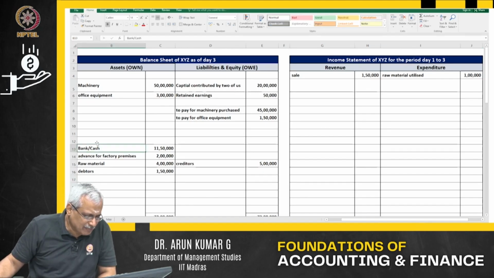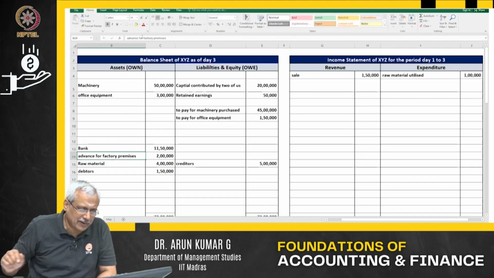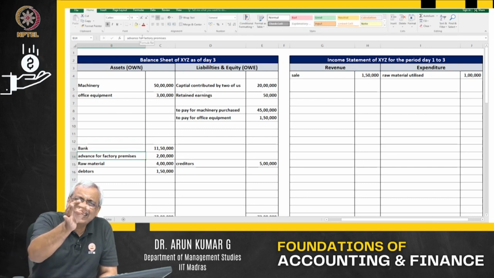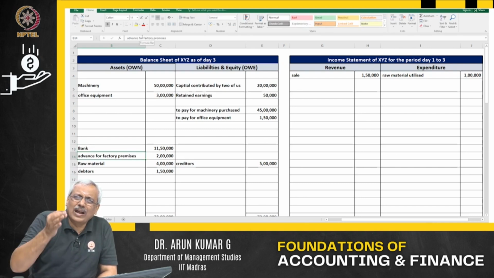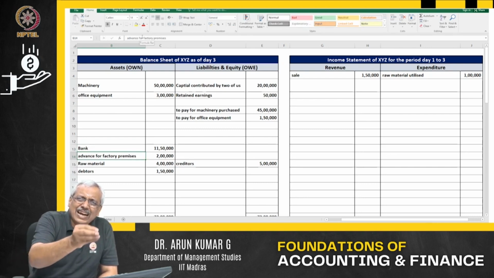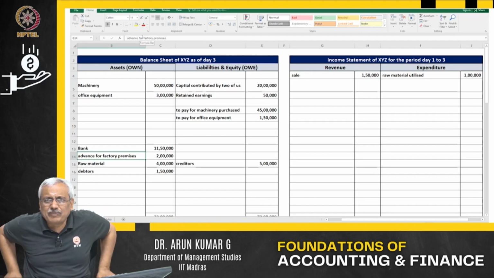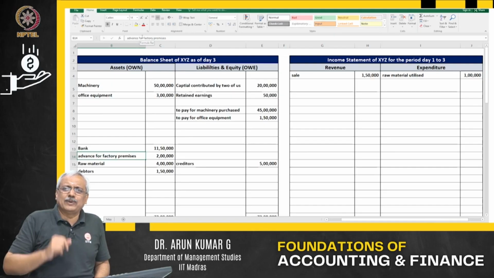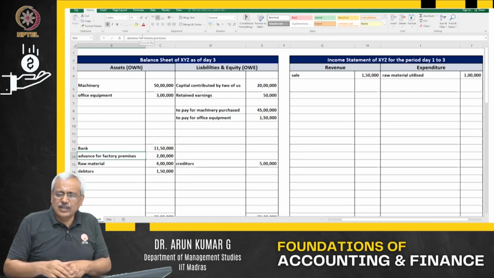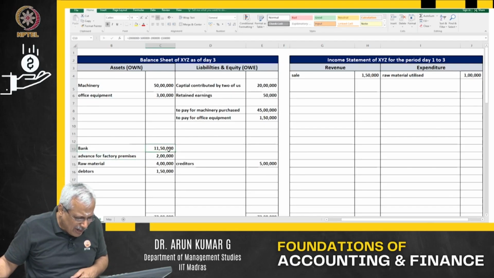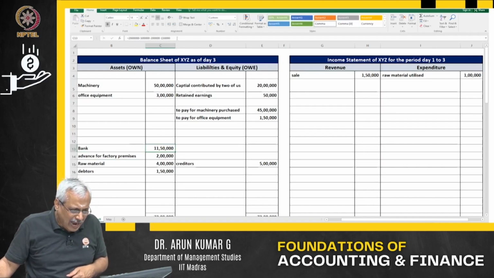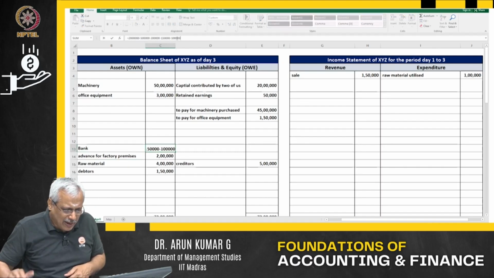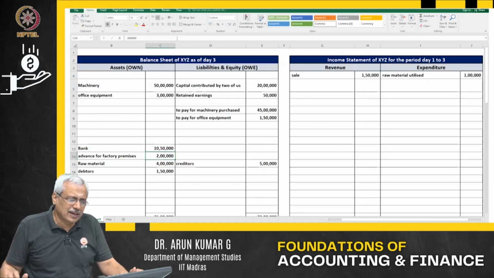Let us keep this bank and cash as bank. I am just going to remove the cash. Imagine all the money is in the bank. I withdraw from the bank 1 lakh for meeting the day-to-day cash expenditure. That is petty cash expenditure. So what is happening? I am withdrawing from the bank. When I am withdrawing from the bank, my bank balance is reducing by 1 lakh, or 100,000.